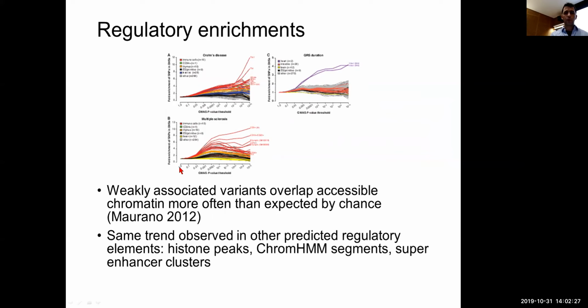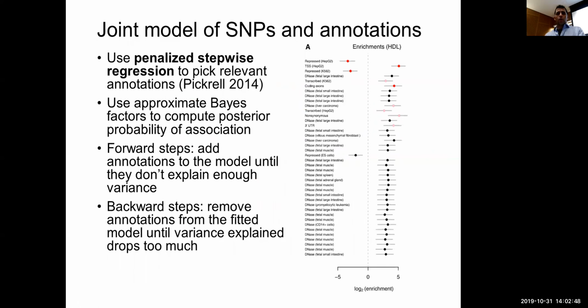Awesome. So weakly associated variants overlap accessible chromatin much more than expected by chance. And the same trend observed in genome-wide significant variants is also observed in subthreshold variants. And that's also found for DNA accessibility, for histone peaks, for chromatin segments, for enhancer clusters, and so on and so forth. So you can basically start combining these genetic variants across many different loci and prioritizing these annotations that explain the most heritability, and then select variants within these annotations first as you go down your list.